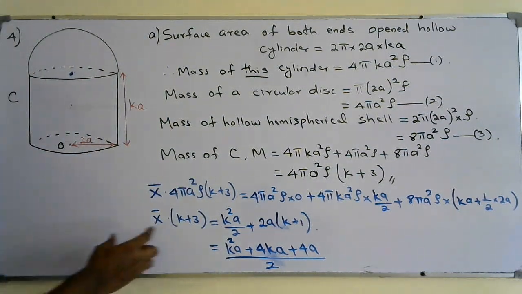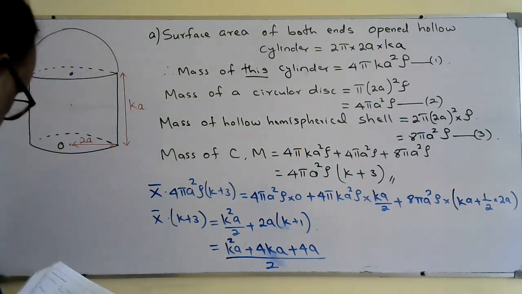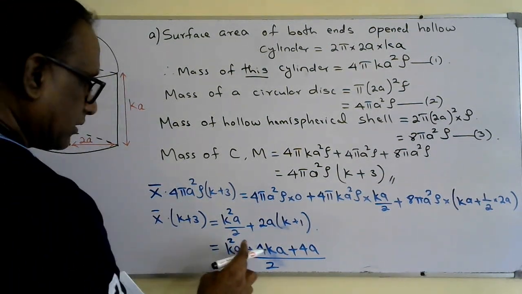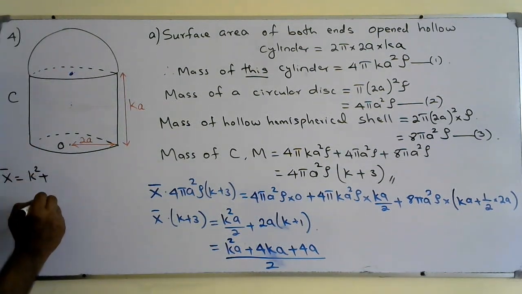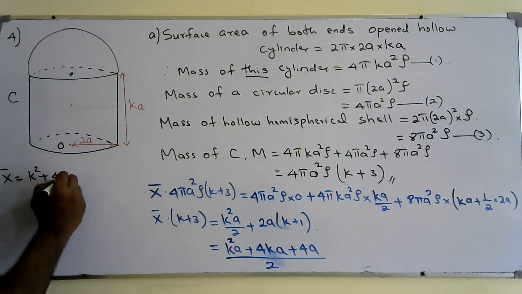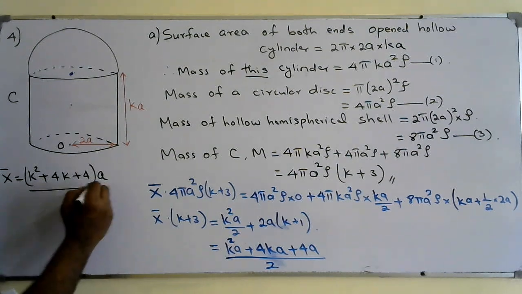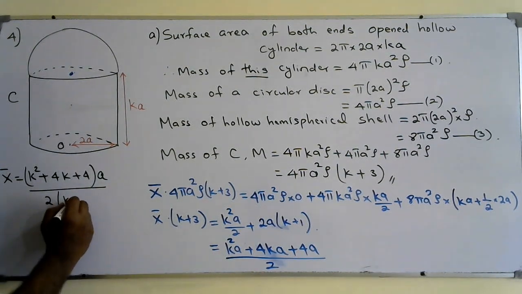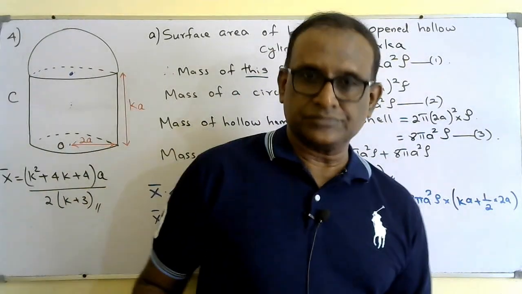Now we'll divide the whole equation by this one, so we'll get x bar as the subject. Final answer: x bar is equal to, I can take the a out, so that's k squared plus 4k plus 4, a over 2 into k plus 3. That's the answer they asked us to show. We got that answer.